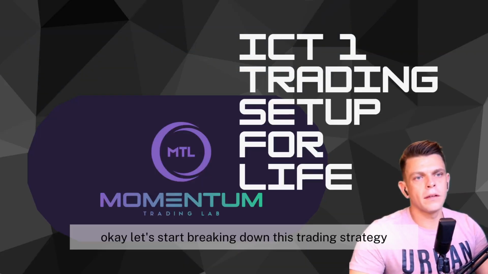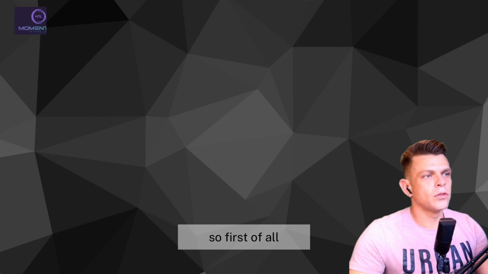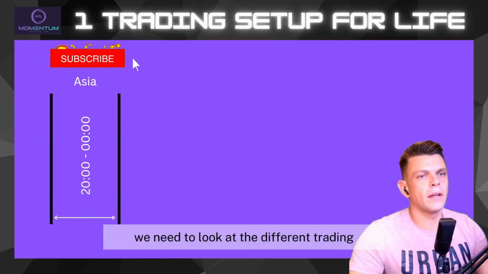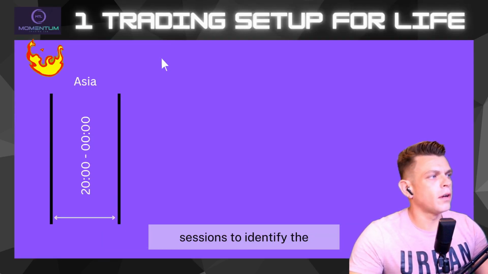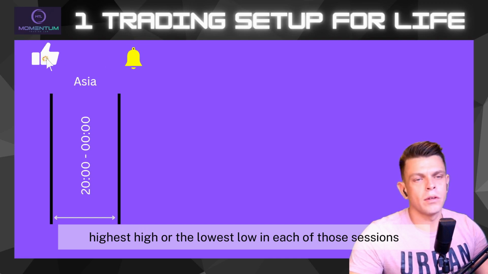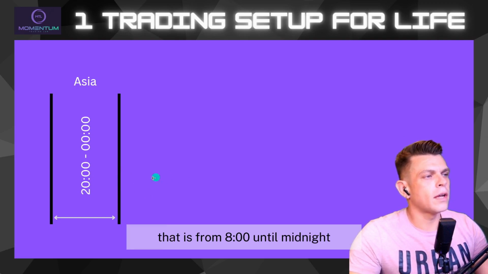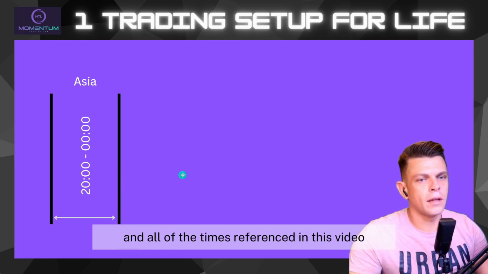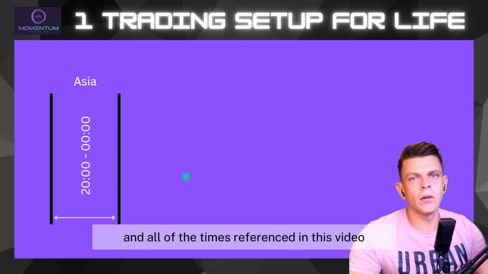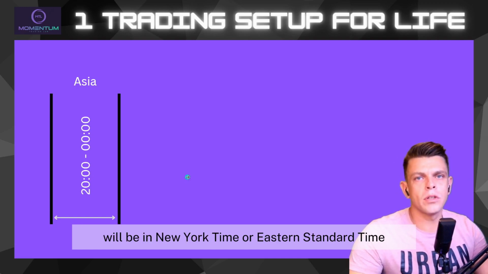Okay, let's start breaking down this trading strategy. So first of all, we need to look at the different trading sessions to identify the highest high or the lowest low in each of those sessions. And the first session that we look at is the Asian session. That is from 8 o'clock until midnight. And all of the times referenced in this video will be in New York time or Eastern Standard Time.